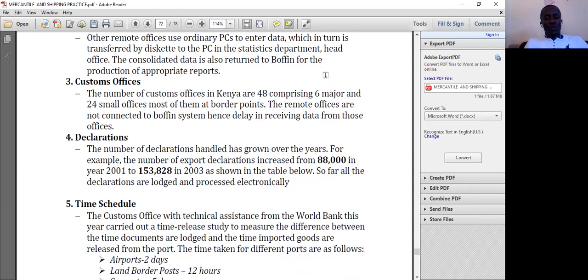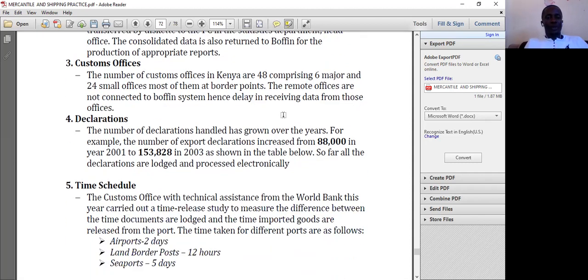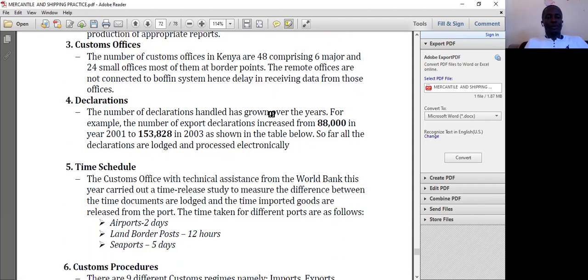Okay, so the customs offices. The number of customs offices in Kenya is around 48, comprising 6 major and 24 small. Most of them are at the border stations. The remote offices are not connected to the buffering system, hence the delay in receiving. But nowadays, the buffering system is an outdated system. We right now use what is called the single window system. All of them are now connected to the single window system, which is what is now being used. Forget about that buffering thing.